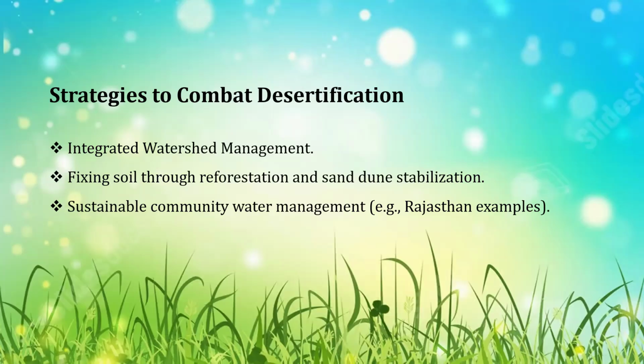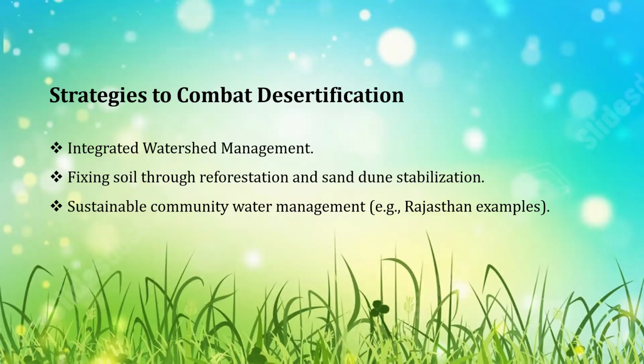This approach treats a watershed, that means an area of land where all water drains into a single point, as a complete unit. It focuses on the conservation of water, soil, and plant resources simultaneously. This includes building check dams to slow water runoff, contour trenching to encourage groundwater recharge, and protecting natural vegetation. The main goal is to ensure that water is captured and used efficiently within the local ecosystem, preventing the soil from drying out and blowing away.